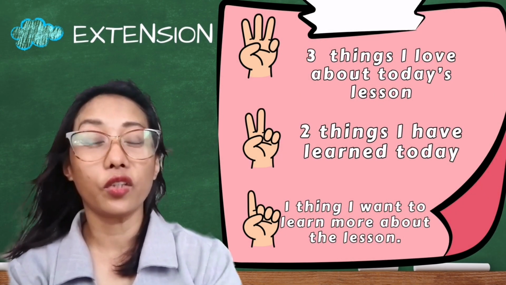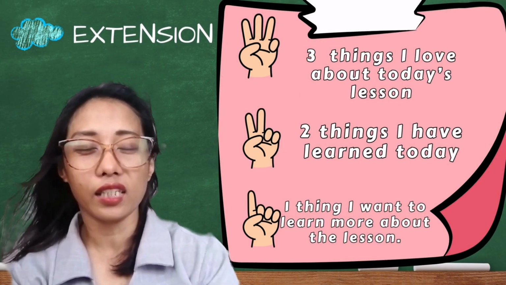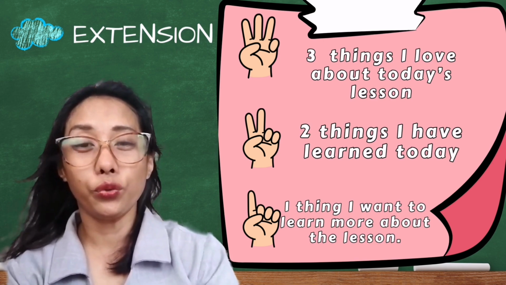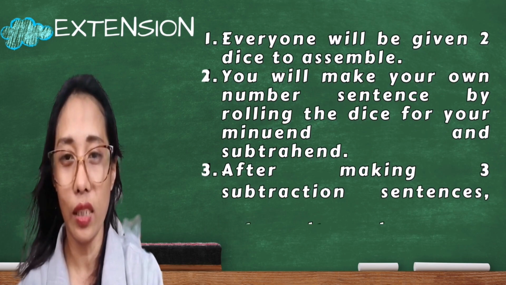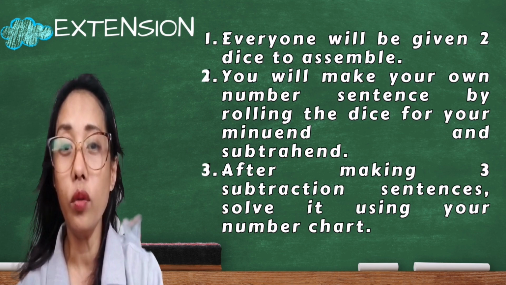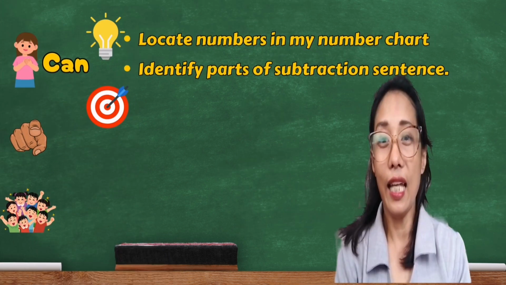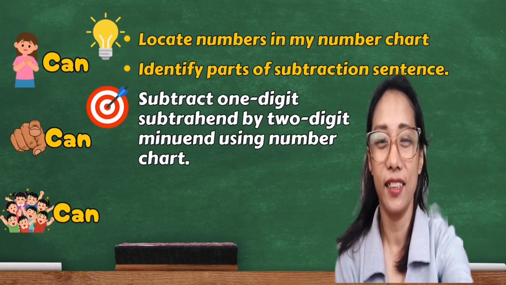Now that we are done with our trail, let's have our extension. The 3, 2, 1. You are given 2 dice to assemble. You will make your own number sentence using your chart. And that's it.